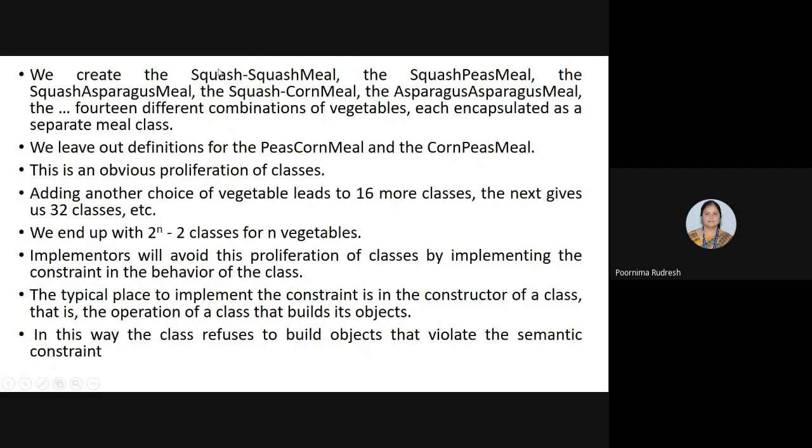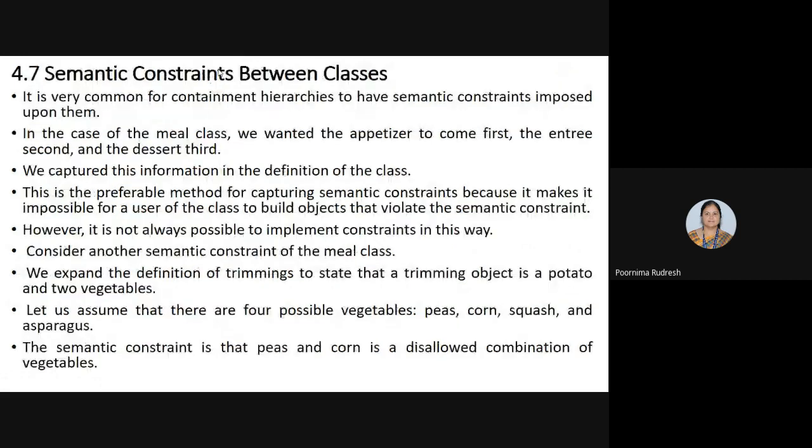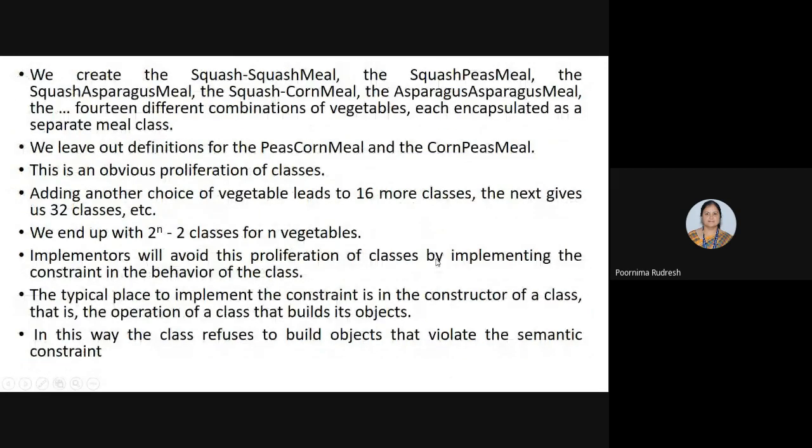See here, simply we go on creating the combination of vegetable classes, right? Squash, squash meal, squash asparagus, squash corn, asparagus, or asparagus squash, asparagus corn, asparagus peas, like that. So based on the given 4 vegetables, see here, only 4 vegetables are given, but for this we are going to create more and more different combinations of classes, and hence this problem is said to be a proliferation of classes problem. Understood?